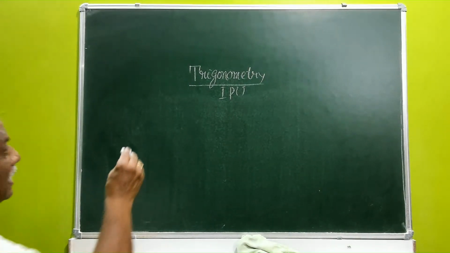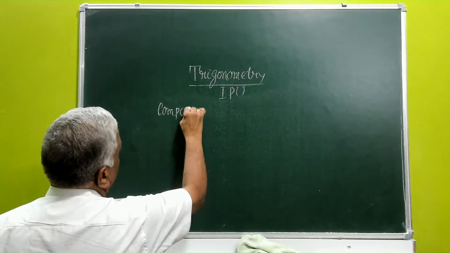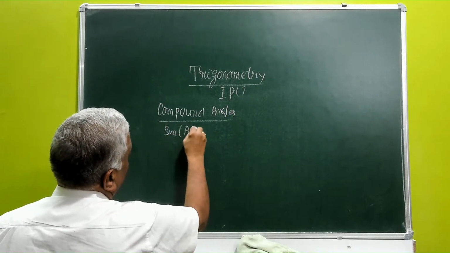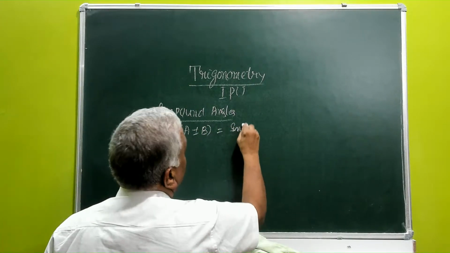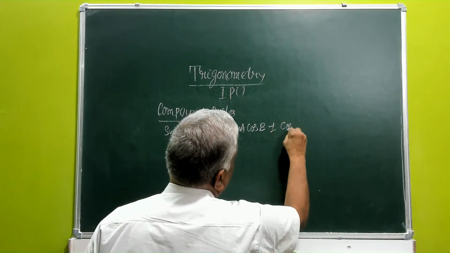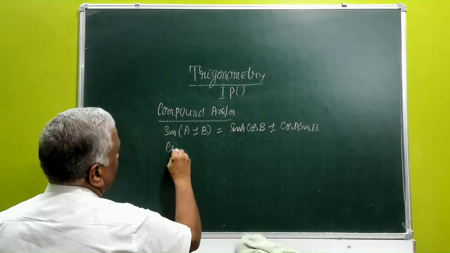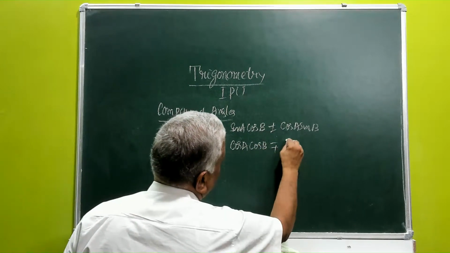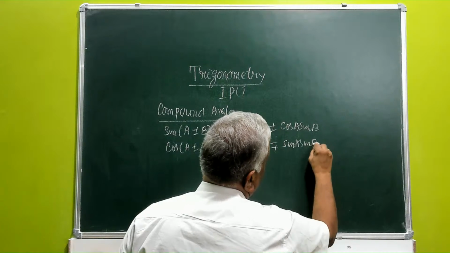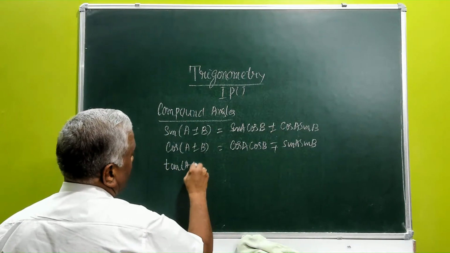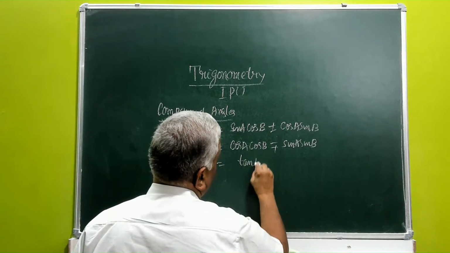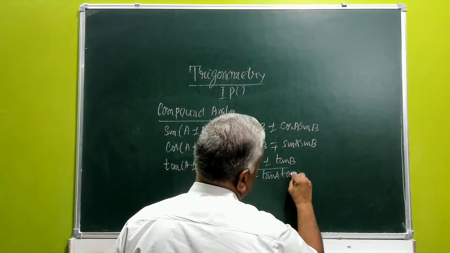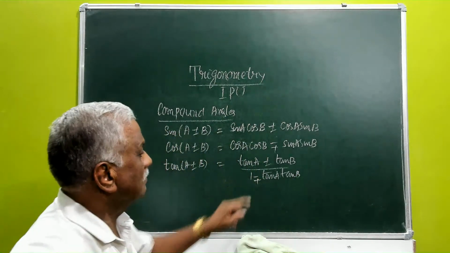Then we move on to compound angles. That is sine of A plus or minus B is sin A cos B plus or minus cos A sin B. Cos of A plus or minus B is cos A cos B minus or plus sin A sin B. Tan of A plus or minus B is tan A plus or minus tan B divided by 1 minus or plus tan A tan B.